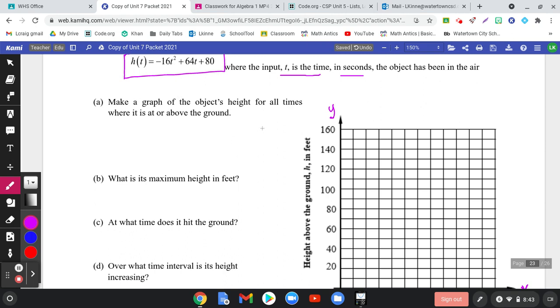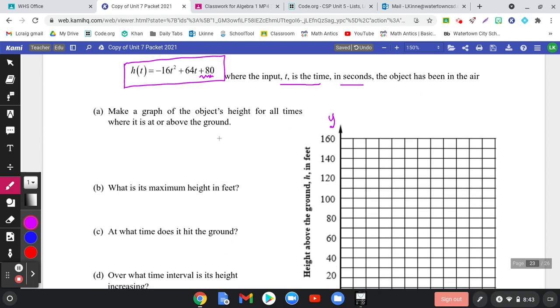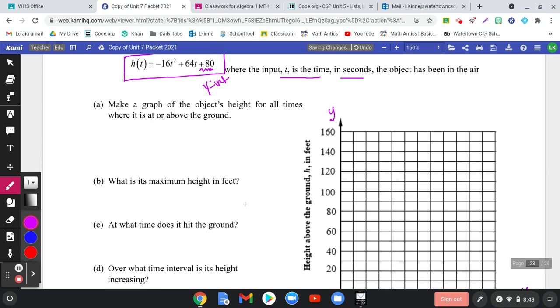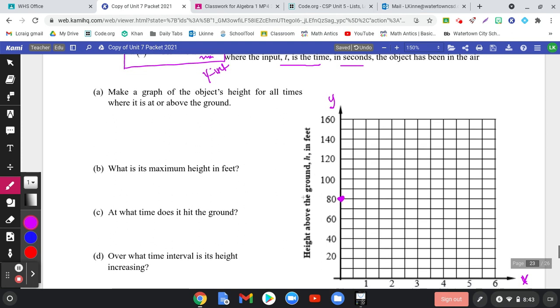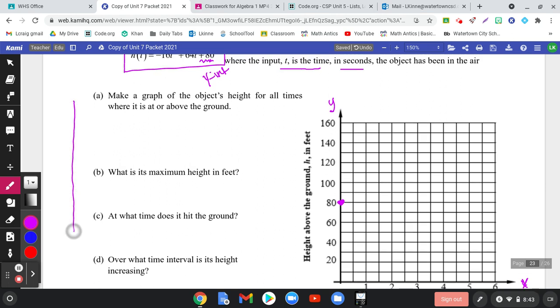It says make a graph of the object's height for all times. I do want to point out one thing. Regardless of what your equation looks like, that constant value that doesn't have an x attached, that's your y-intercept. So I know without even looking at my calculator that my object is starting 80 feet above the ground. That's the y-intercept. But let's go to our graphing calculator, and we're going to make a table. Typically it's x and y, but in this case we're using t and h of t, the height at that given time.